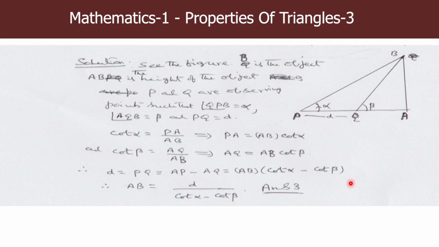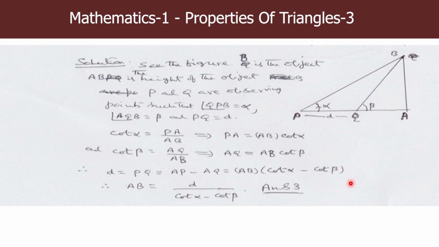Right. Now you can see from the triangle, cot alpha you can write as PA by AB, which implies PA is equal to AB cot alpha. Similarly, cot beta is equal to QA by AB, so that indicates QA is equal to AB cot beta. Just see the diagram, you can get it.